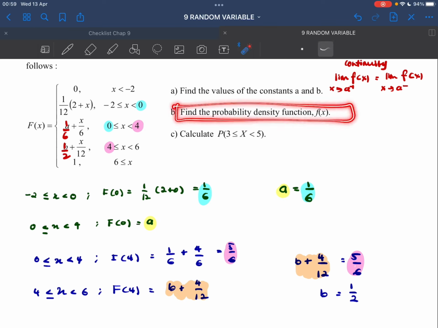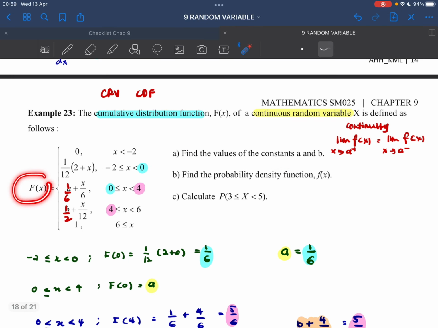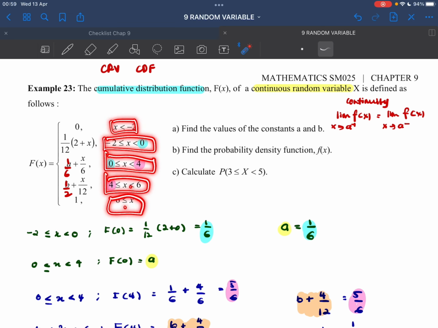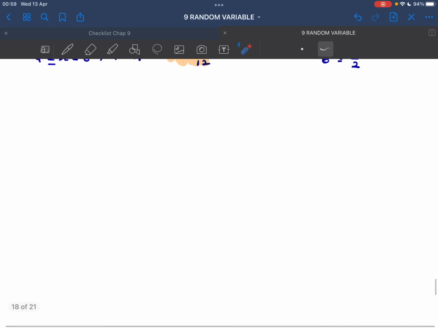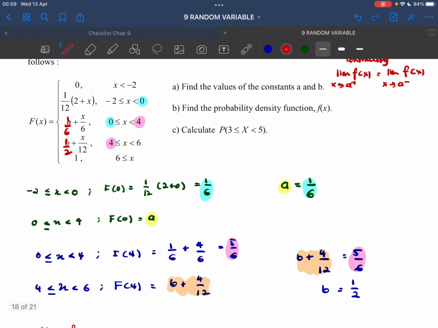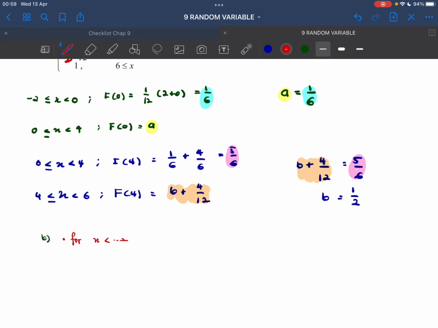Find the PDF. So you have the CDF, you want to find the PDF, so obviously we have to differentiate. What we have to do is differentiate for each range here. So we have 1, 2, 3, 4, 5. So question B. For x less than -2, the function is 0.